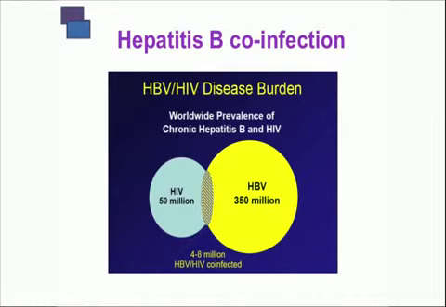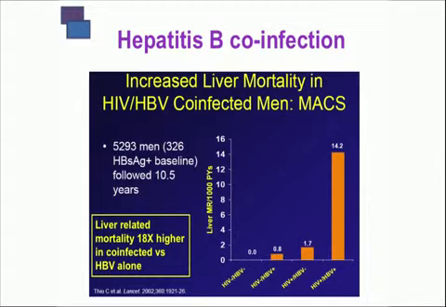Regarding the co-infection, since there are so many HIV-infected persons and so many HBV-infected persons, there is an overlapping population. So we estimated that 4 to 8 million people are infected with both viruses. We talk about liver mortality globally. What about liver mortality related to HBV? This is not a very recent study. It was published 10 years ago by Thio in the Lancet. It's a very, very well-known study, the MACS study. And when evaluating HIV people with hepatitis B, you can see that liver-related mortality is 18 times higher in co-infected versus hepatitis B alone.